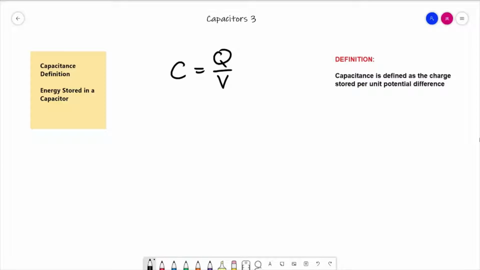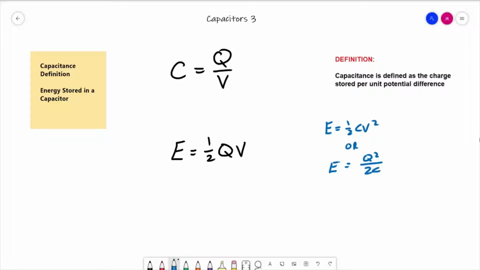We then looked at energy stored in a capacitor, and the main equation we've got was a half QV, but of course we can do a little bit of rearranging on that, and we can also have that E is equal to a half CV squared, or E is equal to Q squared over 2C, and they were really just rearrangements with a little bit of substitution of those two equations there.